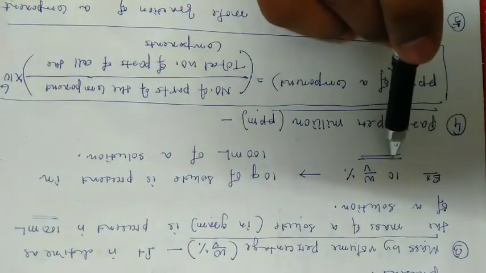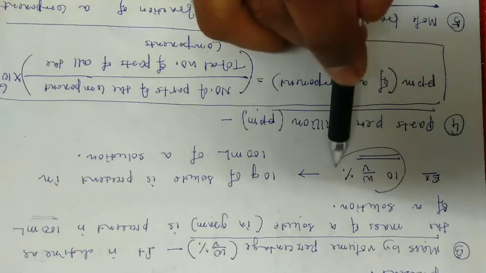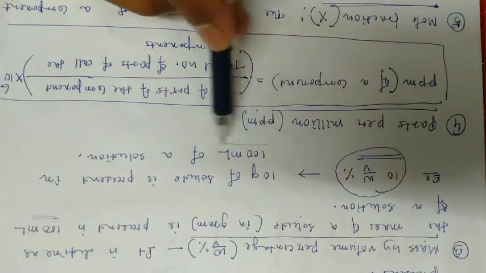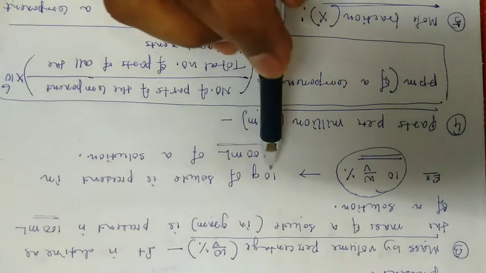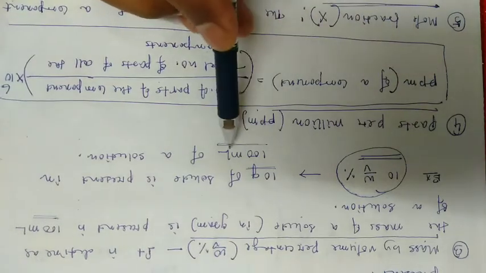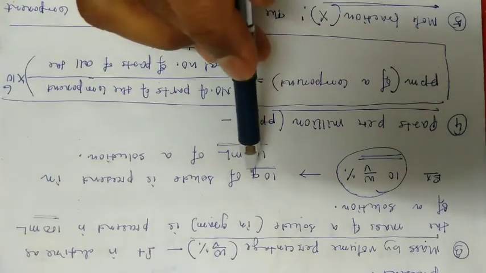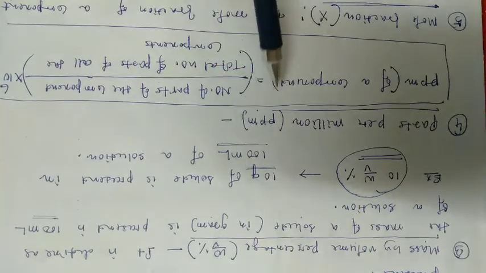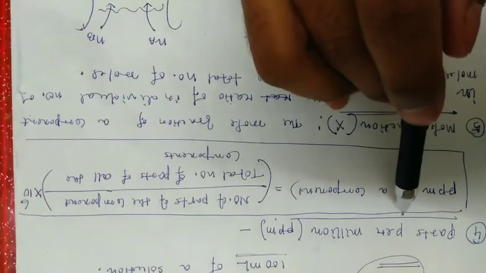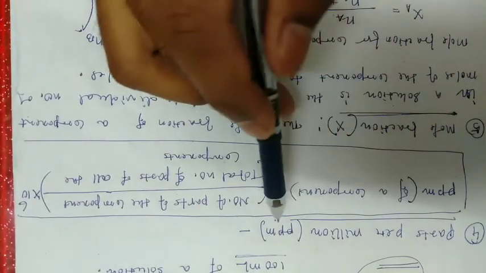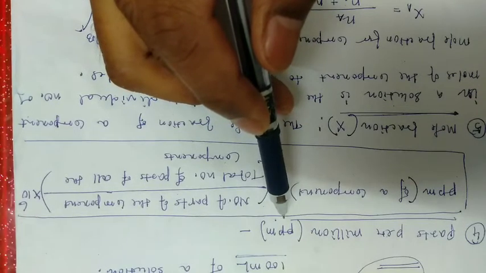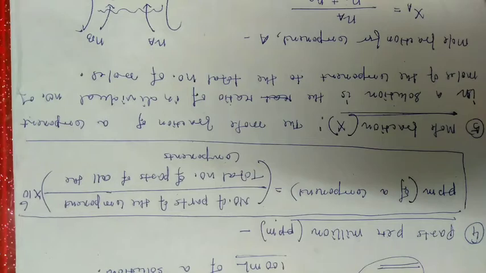So let us consider a solution whose concentration is 10% W by V. So 100 milliliter of this solution contains 10 gram of solute only. In this solution, how many gram of solute is in 100 milliliter solution? 10 gram of solute. So one more concentration unit to measure the concentration of a solution is parts per million. It is a concentration unit. It is used to measure very trace quantities of chemical substances.